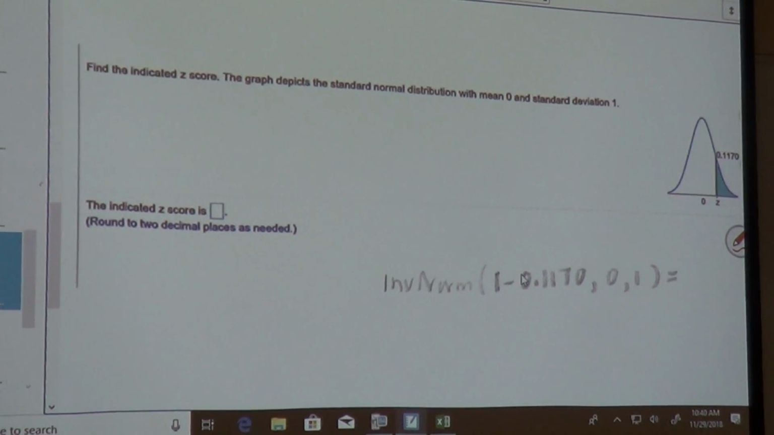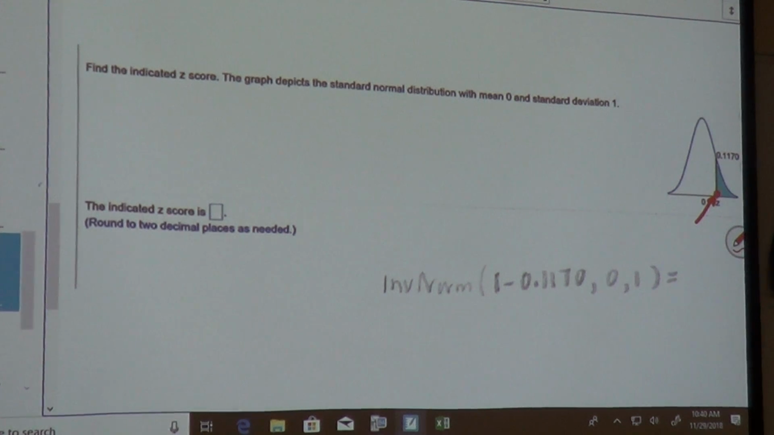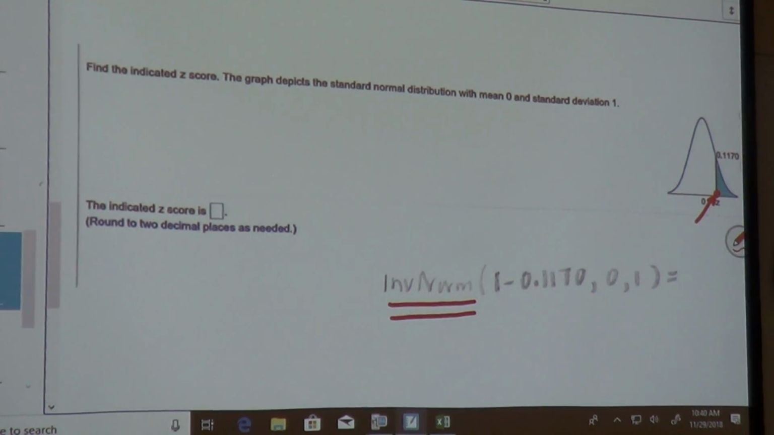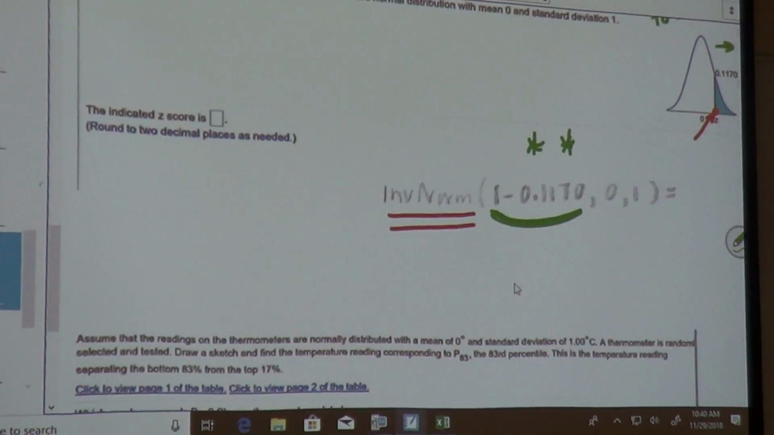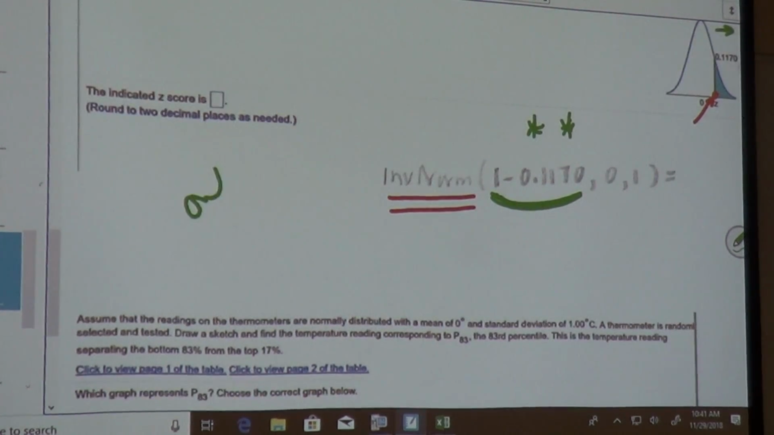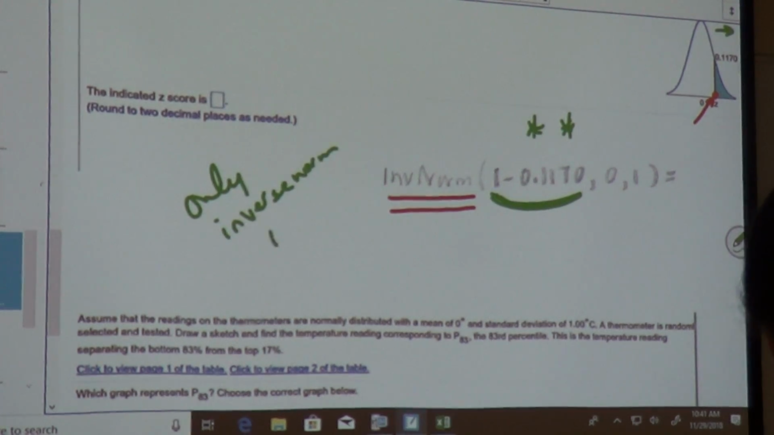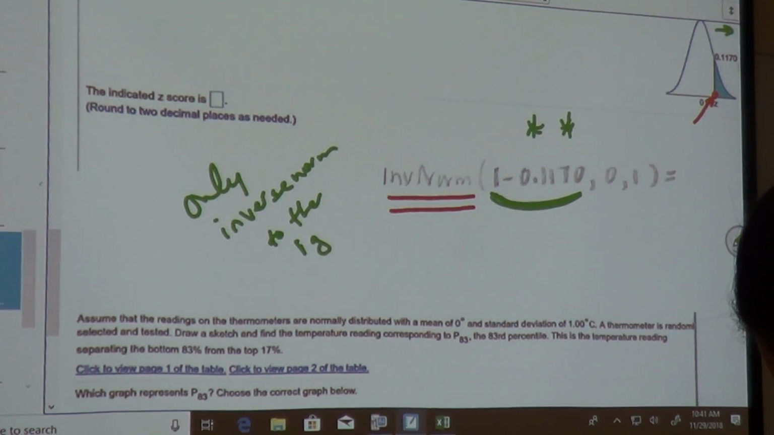This one you are finding a point. That's why we're doing the inverse. This is to the right, so that's why we're doing 1 minus. It's not Beyonce. We would only do that on inverse norm, right? Only on inverse norm, only inverse norm to the right is 1 minus the area.